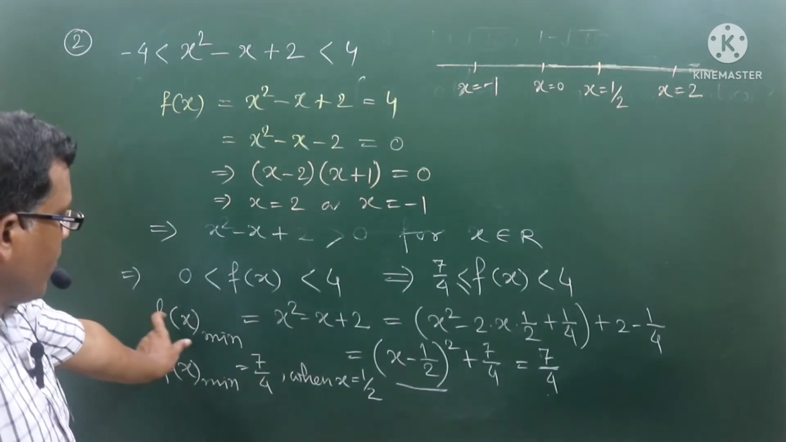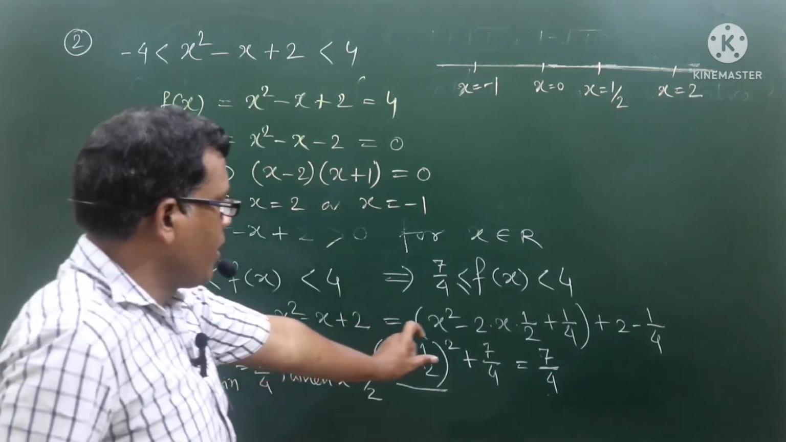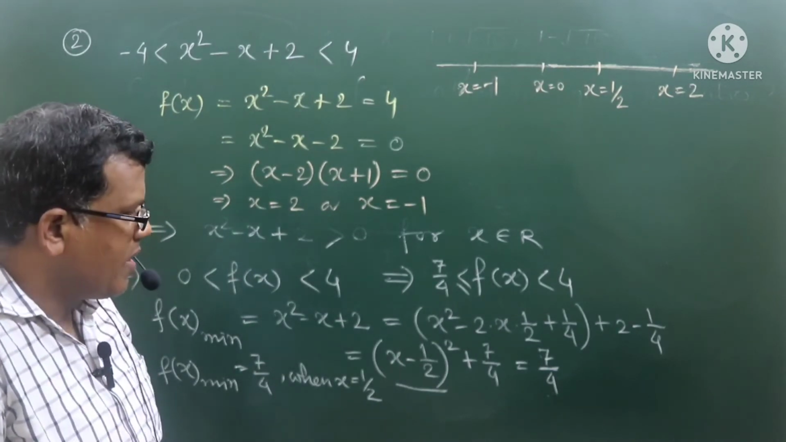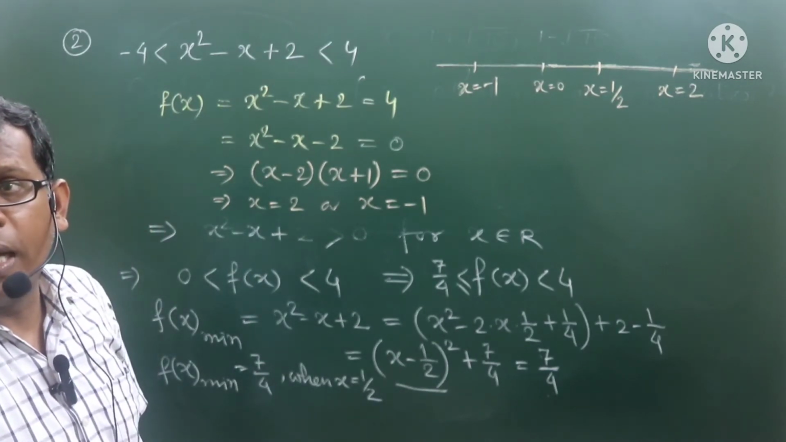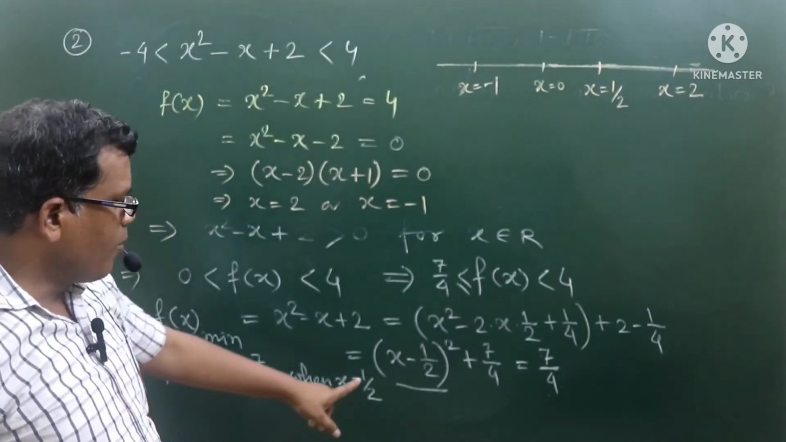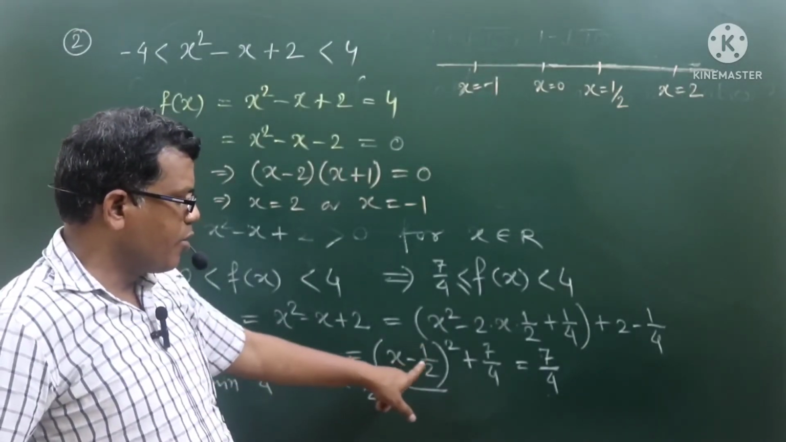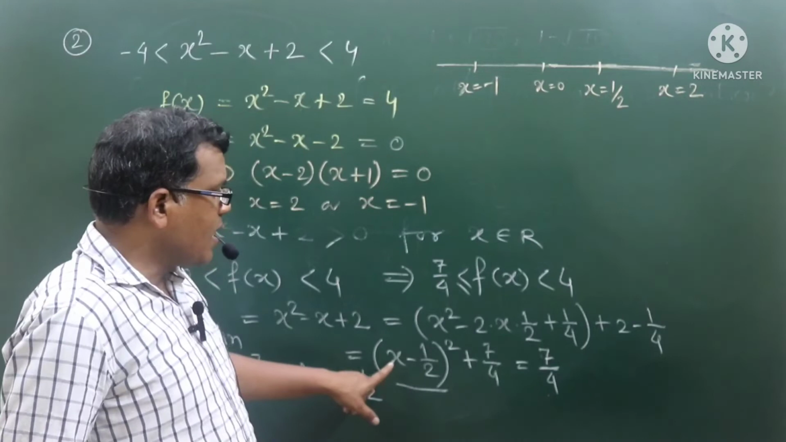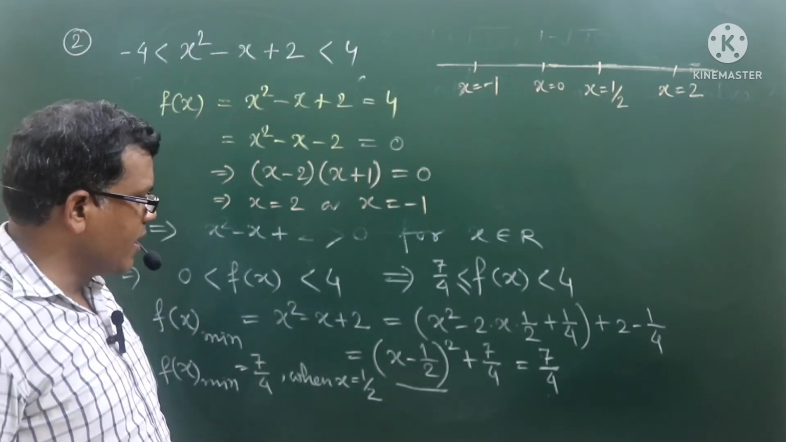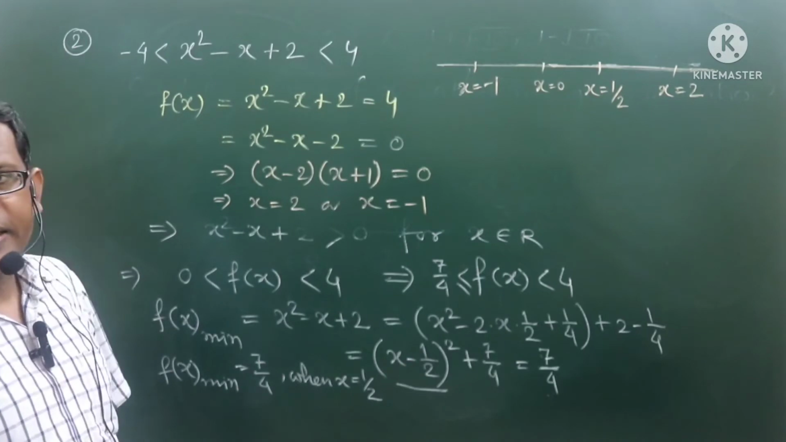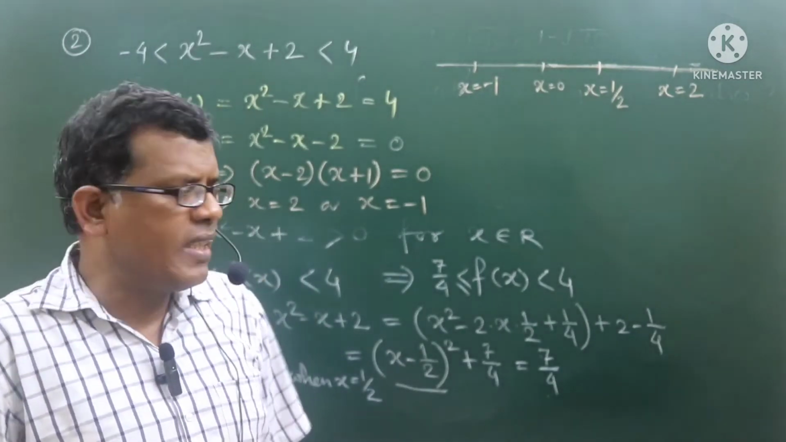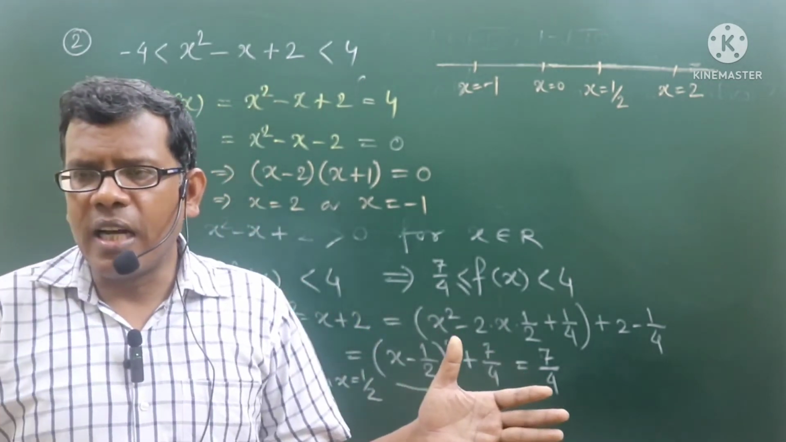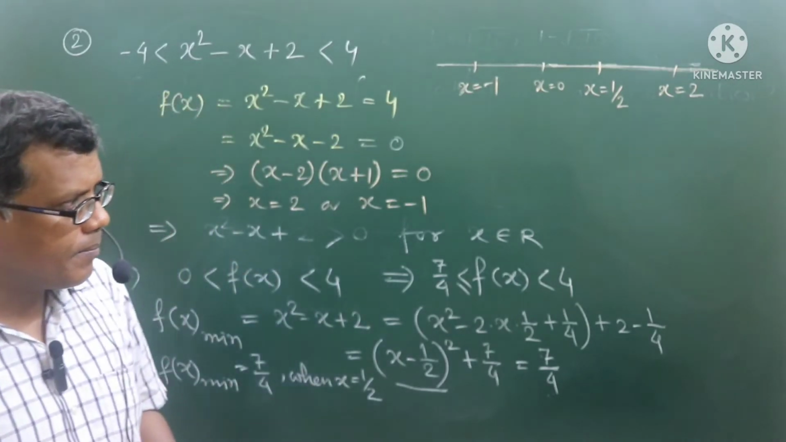By comparing, we came to know that the minimum permissible value of the expression is 7 by 4, and it is possible at x equal to plus half. So when I put x equal to half, this part becomes 0. So 0 plus 7 by 4 is the minimum permissible value. Now plus half means 0.5. Now check one thing: if you put x something more than half or less than half in this expression, what will happen? Will the expression value start decreasing or start increasing?